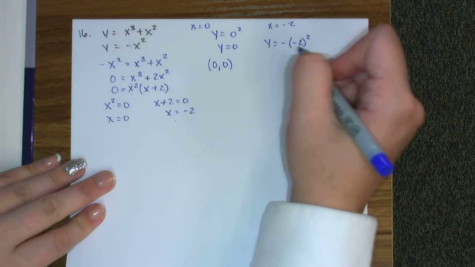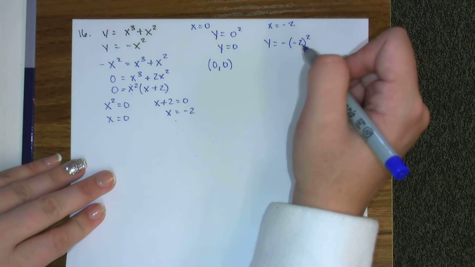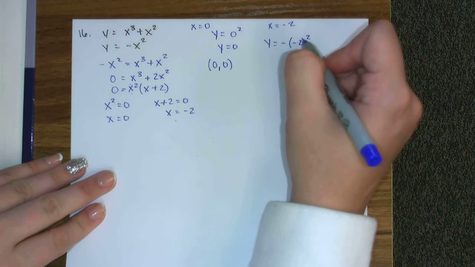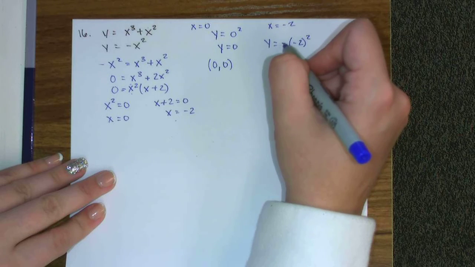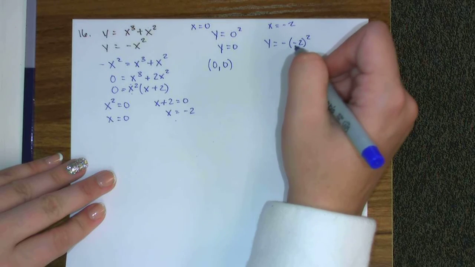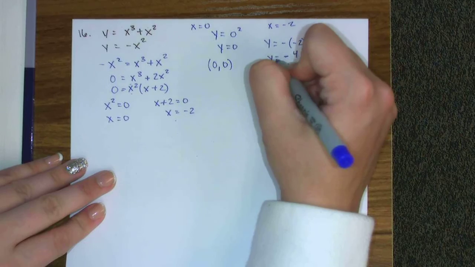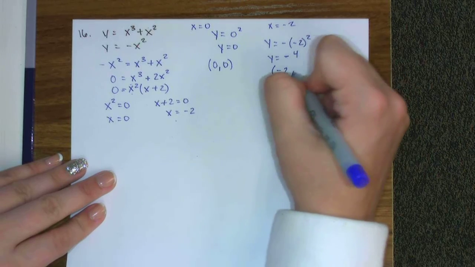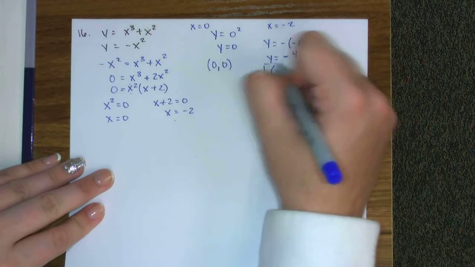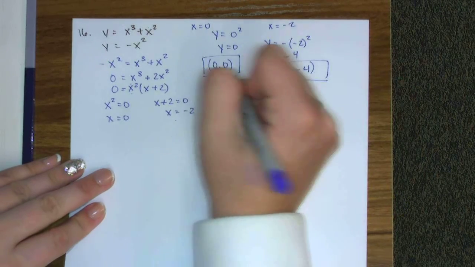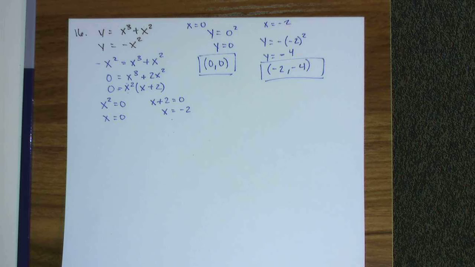So this you have to pay attention to. I've seen a lot of people struggling with signs in various classes recently, so make sure you pay attention to this. This negative 2 is being squared. This negative out front is not. Okay? So negative 2 squared is 4, but then it's still negative because of that negative out front. So that ordered pair is negative 2, negative 4. So there are our two answers for that type. All right, so then the last type is to solve by elimination.